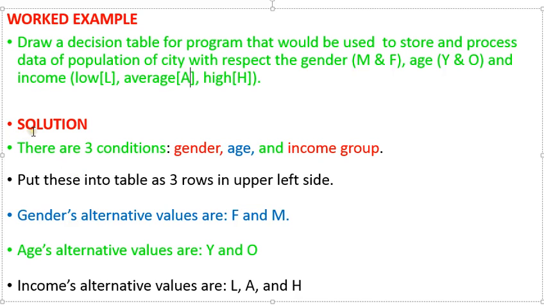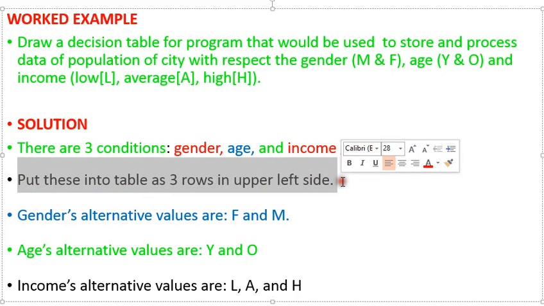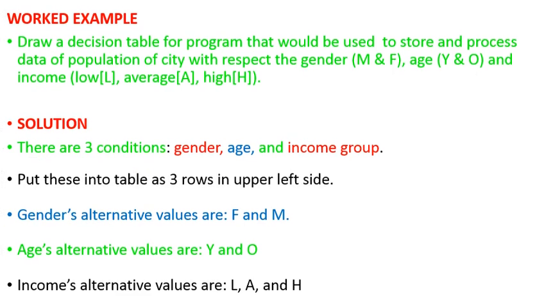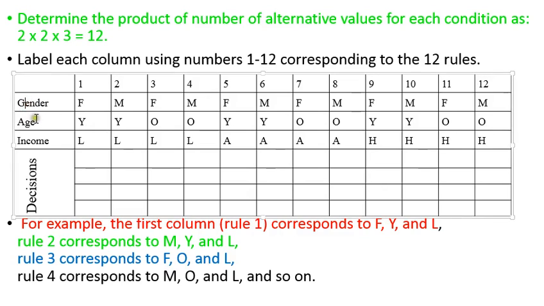So the solution, the first thing we'll do is to get our conditions. The conditions are that we are going to store and process the data based on 3 conditions here: the gender, the age, and the income of the group. These are our conditions. Then the next thing is we should put these 3 conditions as 3 rows in the upper part of our table, like this. These are the conditions: gender, age, and the income. They are put here as our rows at the top of the table.